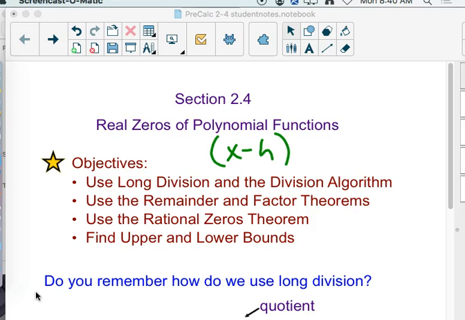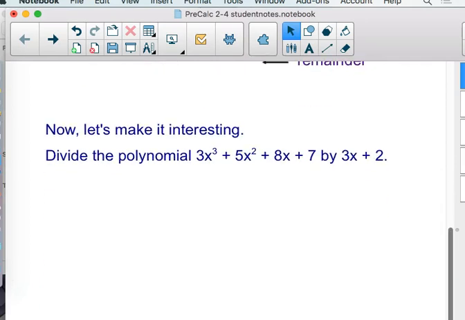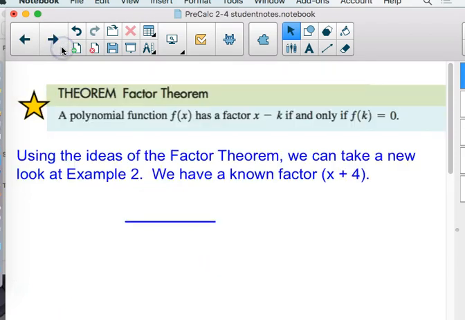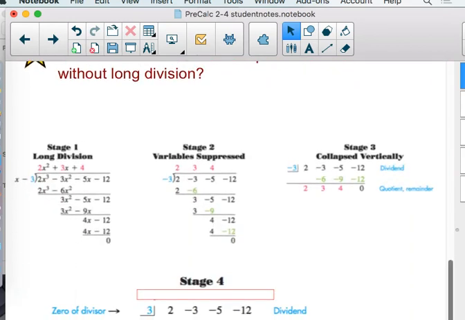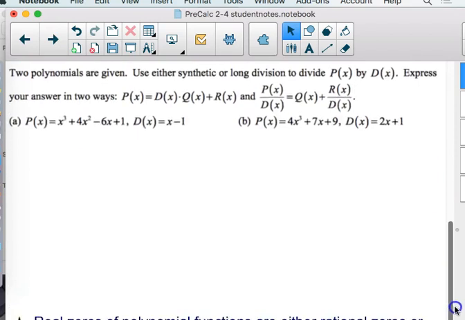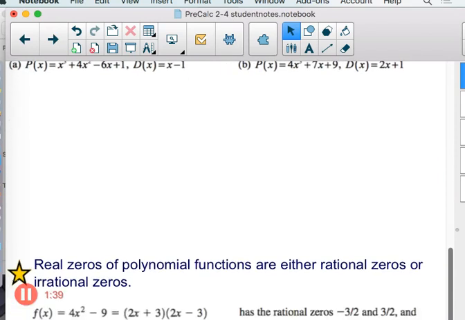Use the rational zeros theorem. Definitely going to be talking about that today. And the upper and lower bounds. So lots of synthetic. It's called synthetic substitution. It's called synthetic division. It just matters what you're using it for. And let's see, we've got to. Yeah, this part down here.